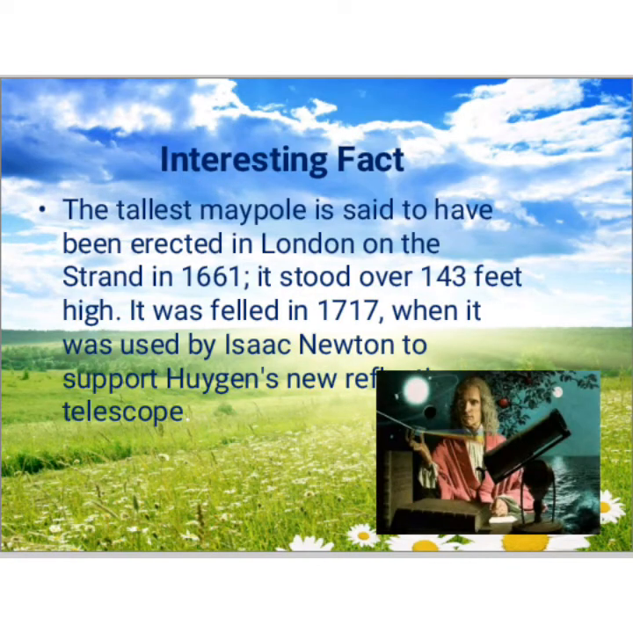The tallest maypole is said to have been erected in London on the Strand in 1661. It stood over 143 feet high. It was felled in 1717 when it was used by Isaac Newton to support Huygens' new reflecting telescope.